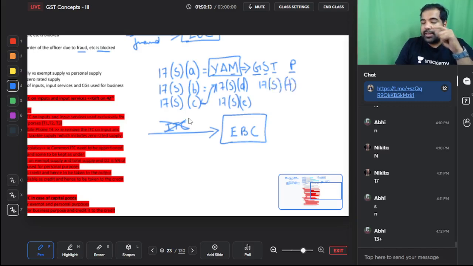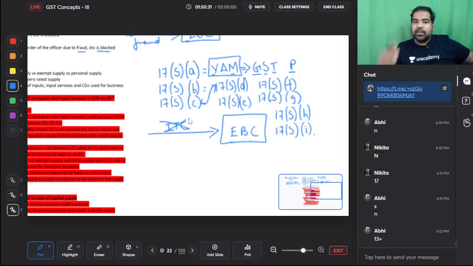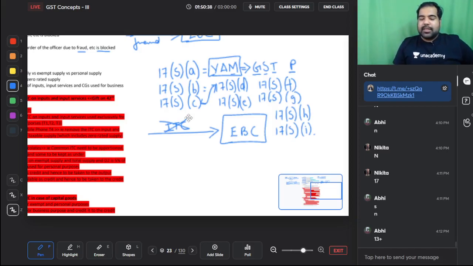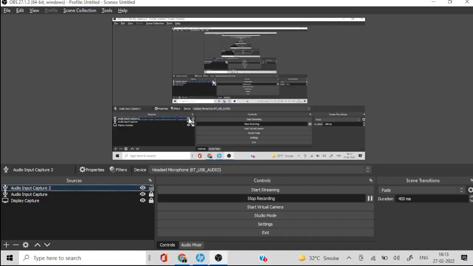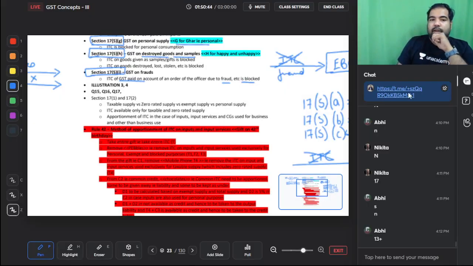17(5)(f) is non-resident taxable person, which is a foreigner, not allowed. 17(5)(g), which is ghar pe, personal supply, not allowed ITC. 17(5)(h), happy and unhappy: happy is samples, unhappy is fire, accident, etc., not allowed. And 17(5)(i): when they investigate and find that you've done some fraud, etc., in that case also it will not be allowed. So this is blocked credit. In all these cases, you will not get any GST credit. The government has not allowed this.